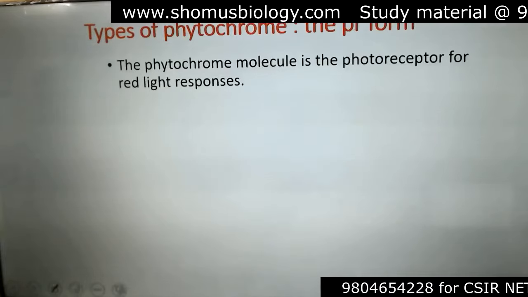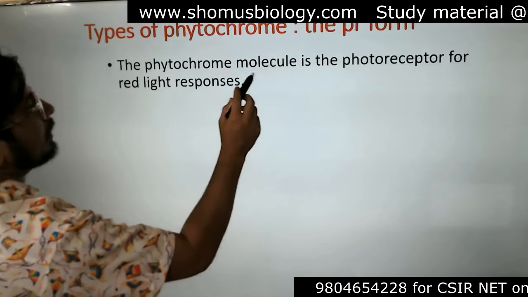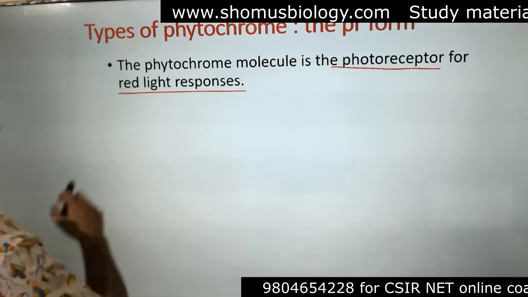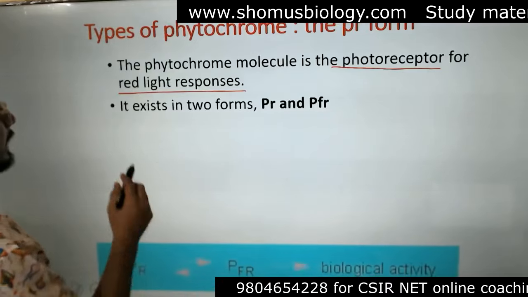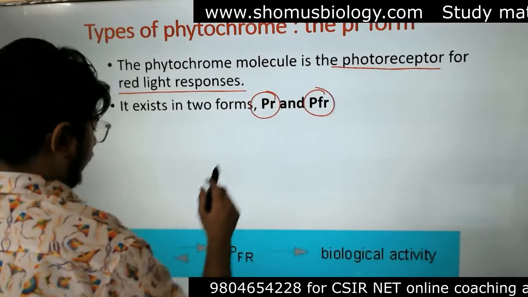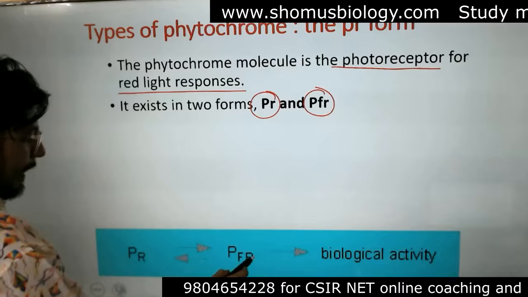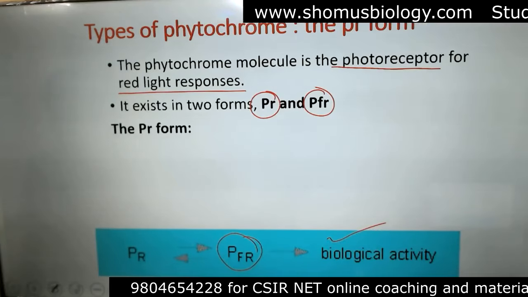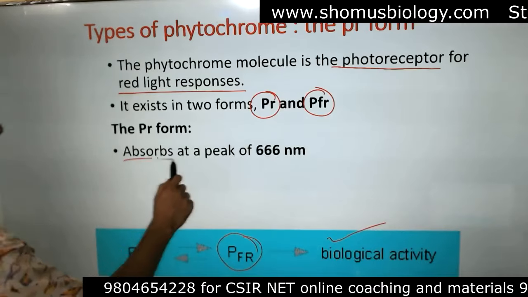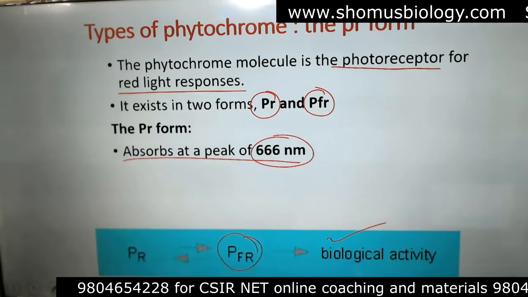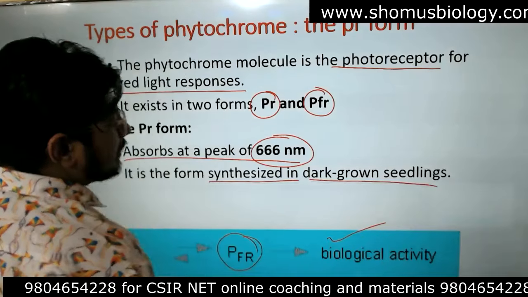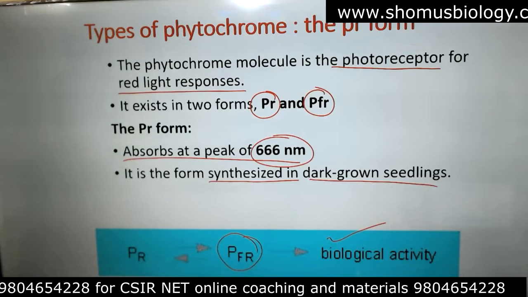Now the types of phytochrome, PR form. The phytochrome molecule is the photoreceptor of the red light responses, that is the PR form. That's why PR for red, PR for red, PFR for far red. PR to PFR, and PFR, as I told you, is involved in the biological activity. Okay. The PR form absorbs at a peak of 666 nanometer, and it is synthesized in the dark grown seedlings only.